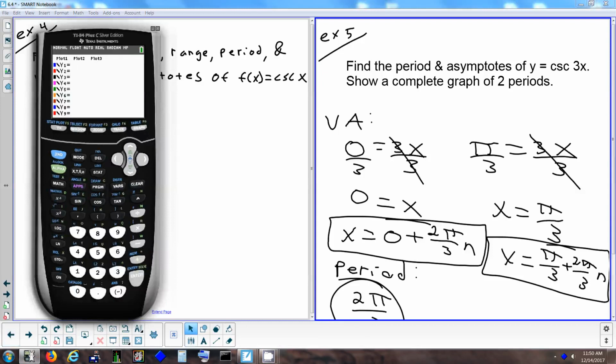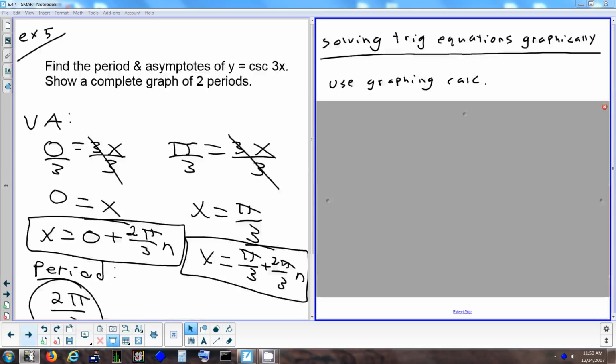So 1 divided by sine 3x. That's the only way to type that in. 1 divided by sine. That's your first period. And then that is your second period. So that's exactly 2 periods. Any question on how we got a picture of 2 periods? Okay, it takes a little practice to get used to working with these because they're a little harder than sine and cosine.